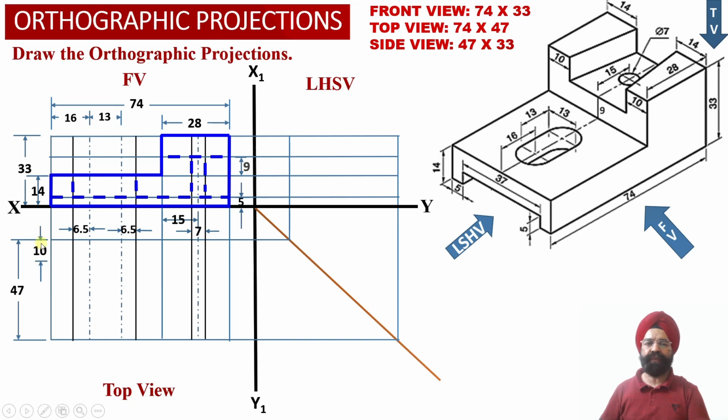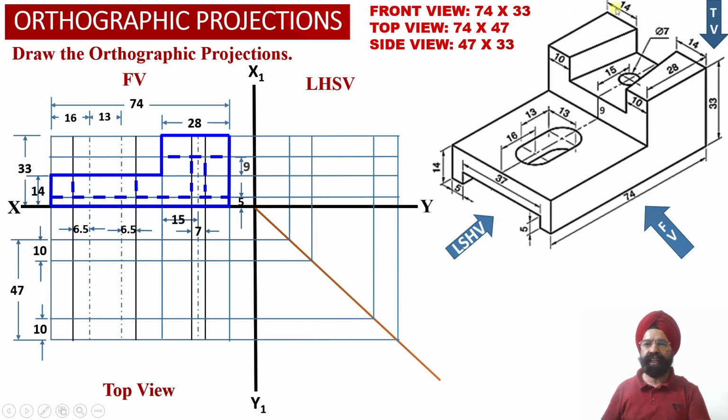So we have measured a distance of 10 millimeter from the rear face of the solid, and we have obtained a horizontal projector line into the top view projection, and we have appropriately transferred this horizontal projector line into the left hand side view projection over here. Similarly, corresponding to this distance of this angular slot in the element number 2, again we are going to measure a distance of 10 millimeter from the front surface of the solid, and we are going to obtain a horizontal projector line into the top view projection, and we have transferred this horizontal projector line appropriately into the left hand side view projection over here.